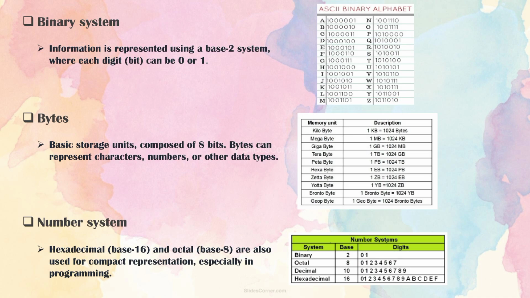First, binary system. Information is represented using a base 2 system where each digit can be 0 or 1. Bytes. The basic storage unit consists of 8 bits. Bytes can represent numbers or other data types. Number systems. Hexadecimal, base 16, and octal, base 8, are also used for compact representation, especially in programming.